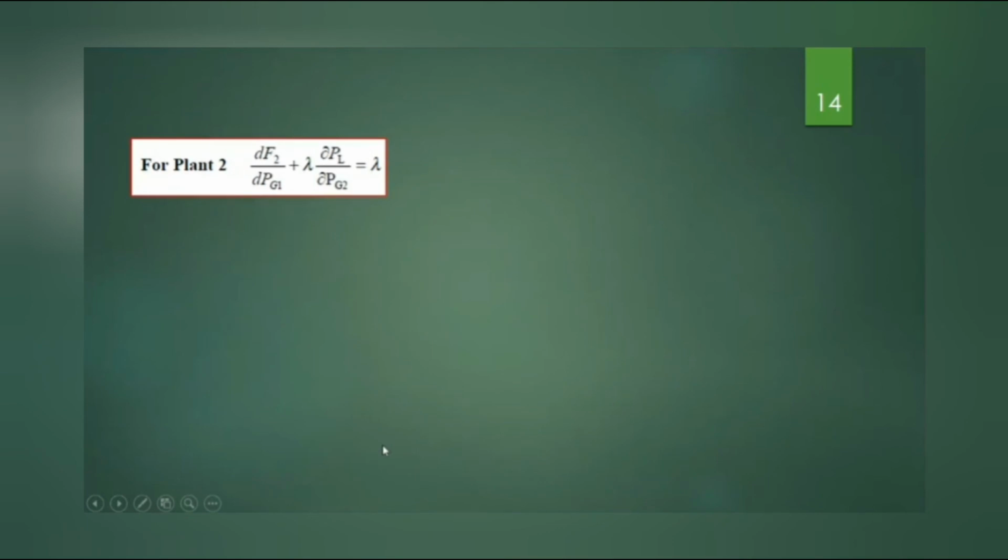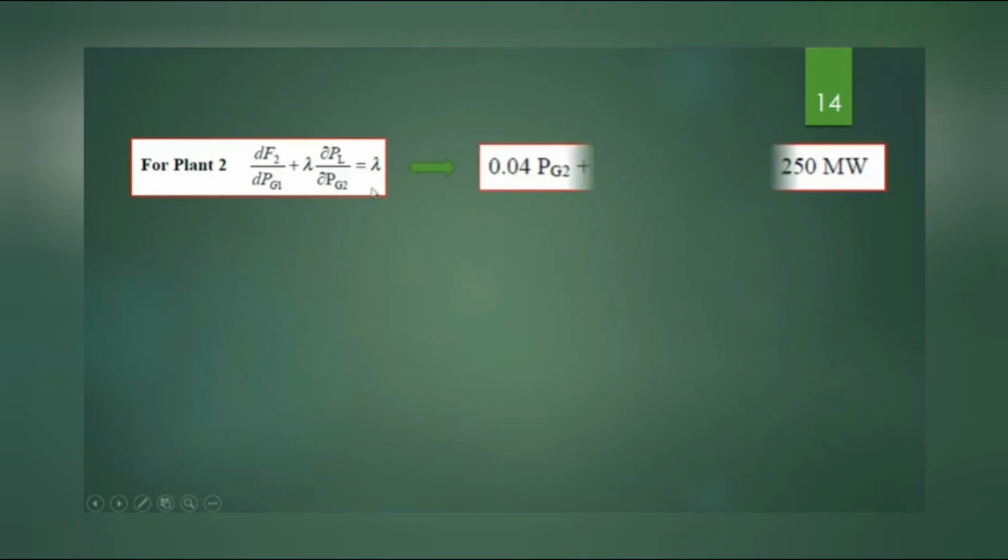Similarly for plant 2, dF2 by dPg2 plus lambda del PL upon del Pg2 equal to lambda. So del PL upon del Pg2 is already 0. So put the value of dF2 by dPg2, which is 0.04 Pg2 plus 20 equal to 30. So you will get the value of Pg2, which is 250 megawatt.